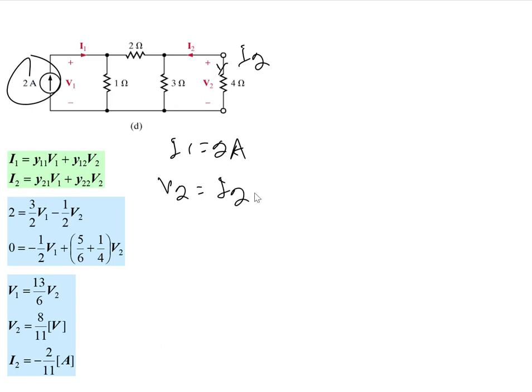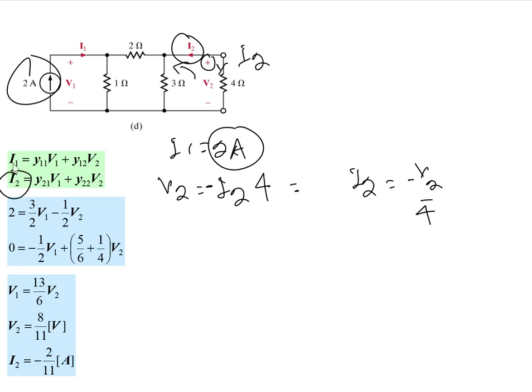So I2, which is opposite to the current we are expecting to be I2, so minus I2, is going from this positive side to this side. That's why it is minus, into R, which is 4. So we can replace these values as I2 is equal to minus V2 by 4 in this equation and in this equation.